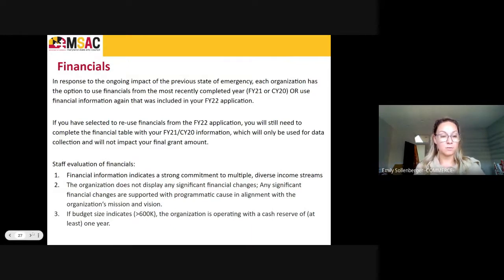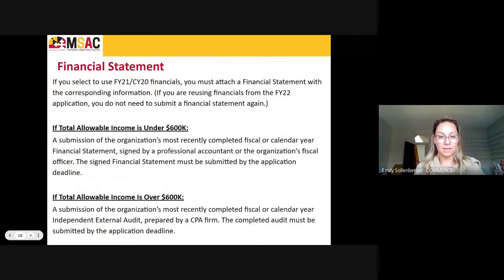And again, the rubric for the financials is in the narrative Word document that's on the website as well, if you'd like to access that. And I can just continue with this, Laura, too.